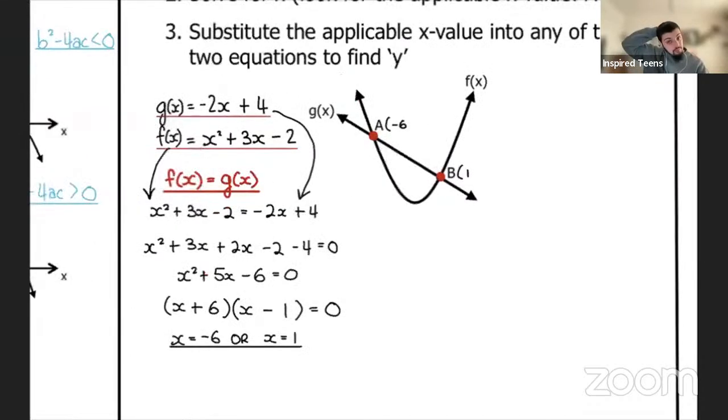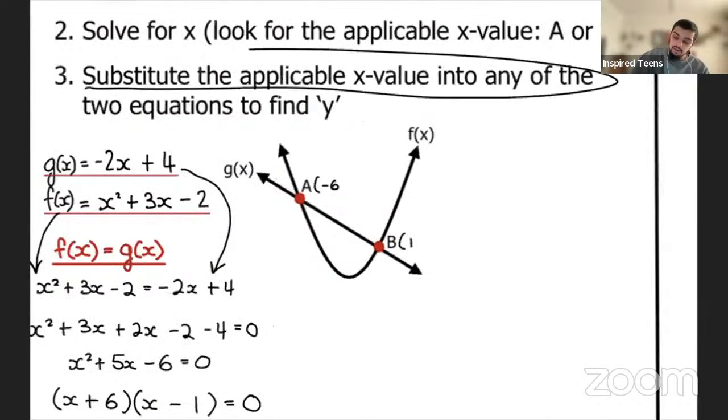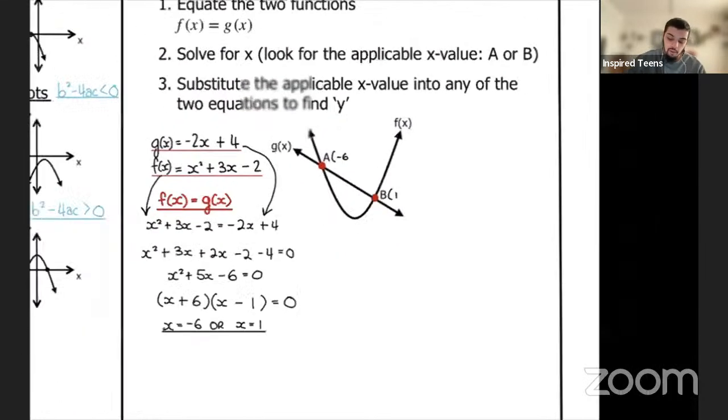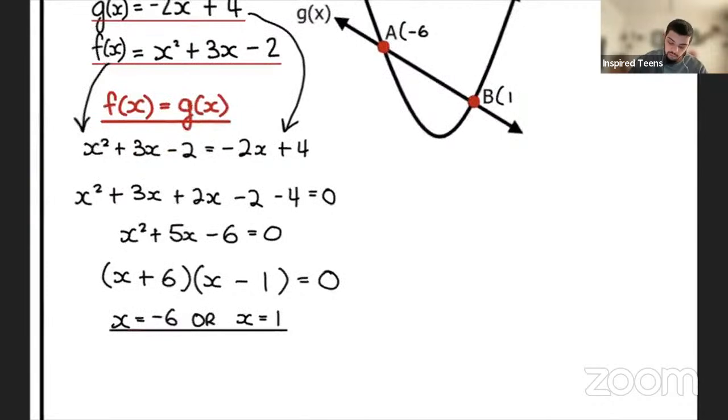Okay. Now, let's solve for the y coordinates. It says substitute the applicable x value into any of the two equations to find y. So yes, that's 100% true. Substitute it into the easier one, which is g of x. It doesn't have any squared terms or anything like that. So I can substitute it into g of x to get the corresponding y coordinate. I'll call this x1 and I'll call this x2.